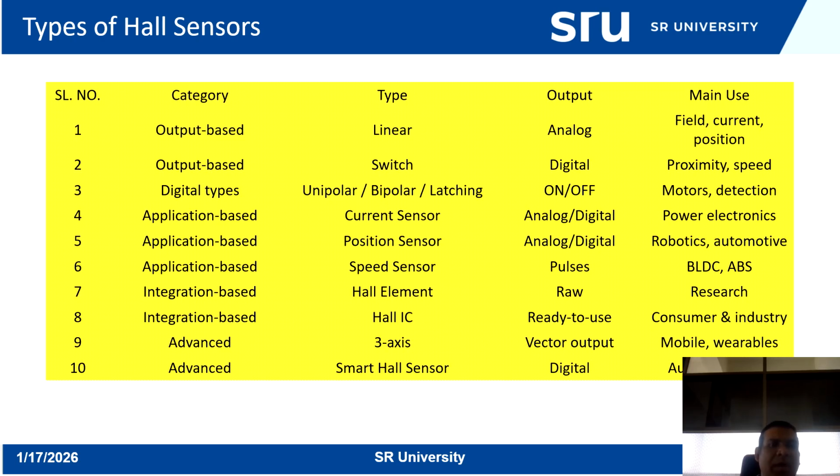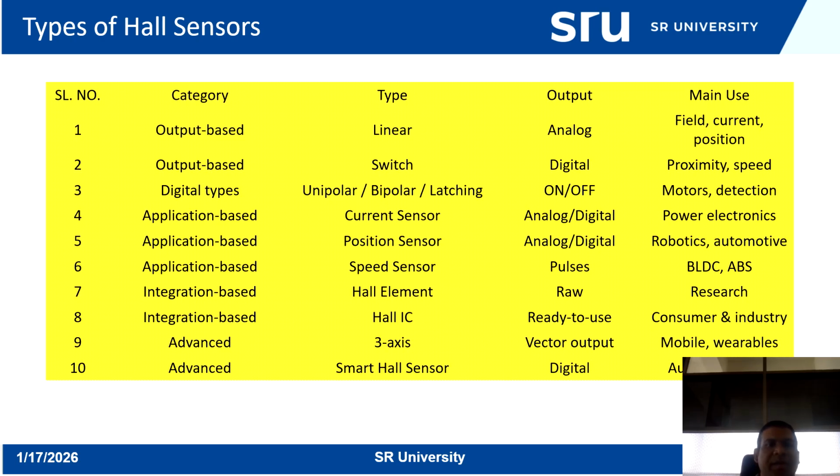One is called unipolar type, then bipolar type, and the third one is latching type. It acts as a switch in on/off state. The output is either on or off. And basically, it is used for motors and detection. After that, application based also has two types: current sensor and position sensor. The output of these two sensors can be analog and digital, meaning we can generate both kinds of output, and it is used in power electronics, robotics, and the automotive industry.